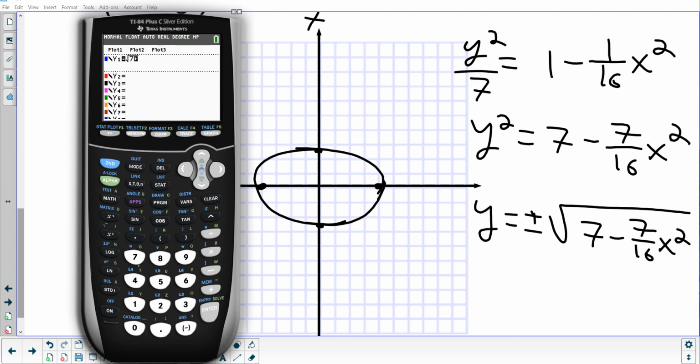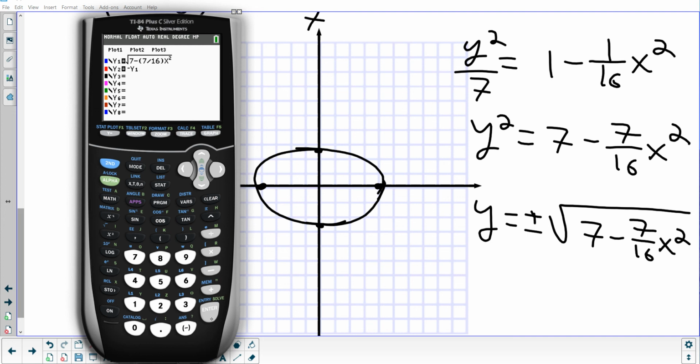All right, so square root of 7 minus 7/16 x squared. And I might have shown you this before, but if you want to type that whole thing in again as a negative, all you have to do is press negative, variables, Y variables, and function. What that's going to do is take y1 and just throw a negative in front of it. Is it quicker than retyping the whole thing? I don't know. Sometimes it is.